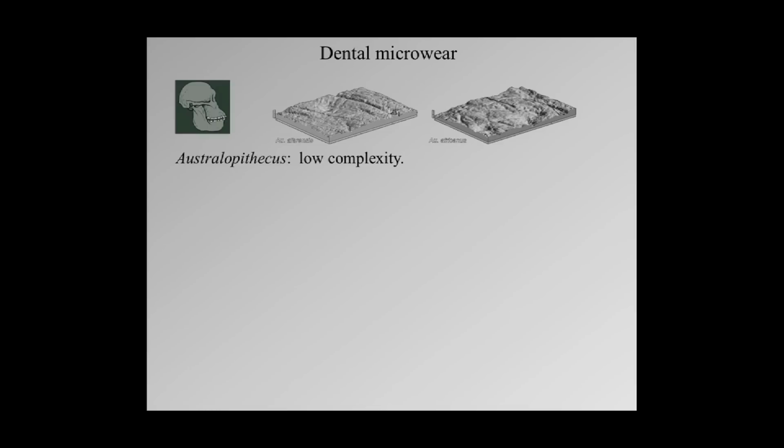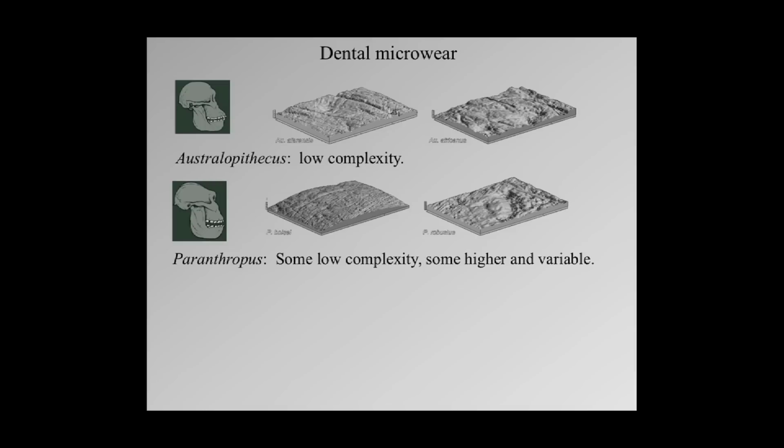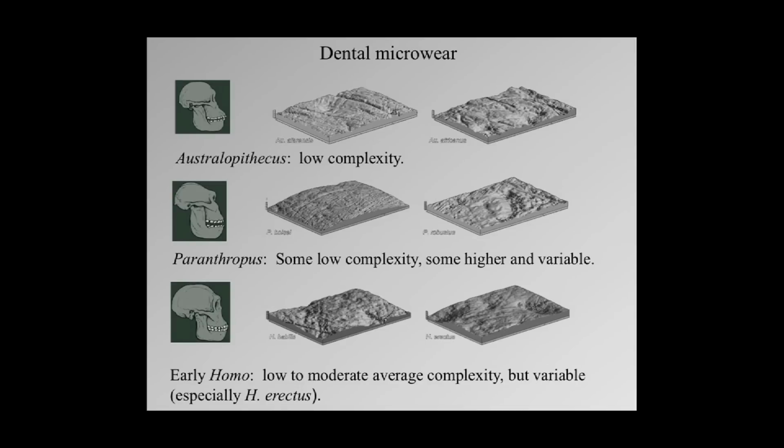Australopithecus, low complexity. Lots of wispy scratches. Paranthropus, some low complexity, but some higher complexity, although variable. So a mixed signal with Paranthropus. Early Homo, low to moderate average complexity, but again variable. Very variable, in fact, in Homo erectus.